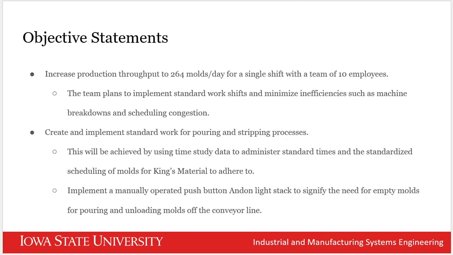The objective statements for King's Material: we have to increase production throughput to 264 molds a day. By doing this with implementing standard work shifts and minimizing inefficiencies such as machine breakdowns, and also creating and implementing standard work for pouring and stripping processes using the time study data, and also implementing an Andon light system to signify the need for empty molds for pouring and unloading molds off the conveyor line.